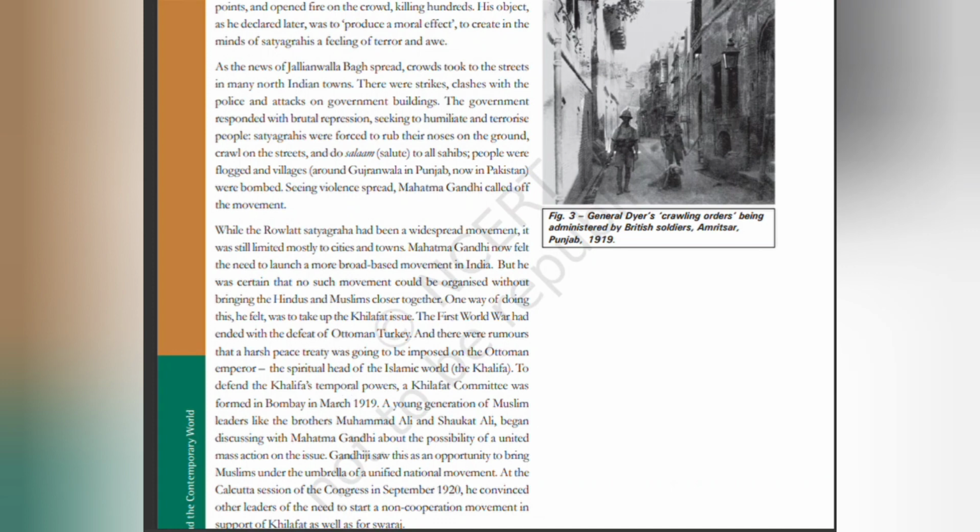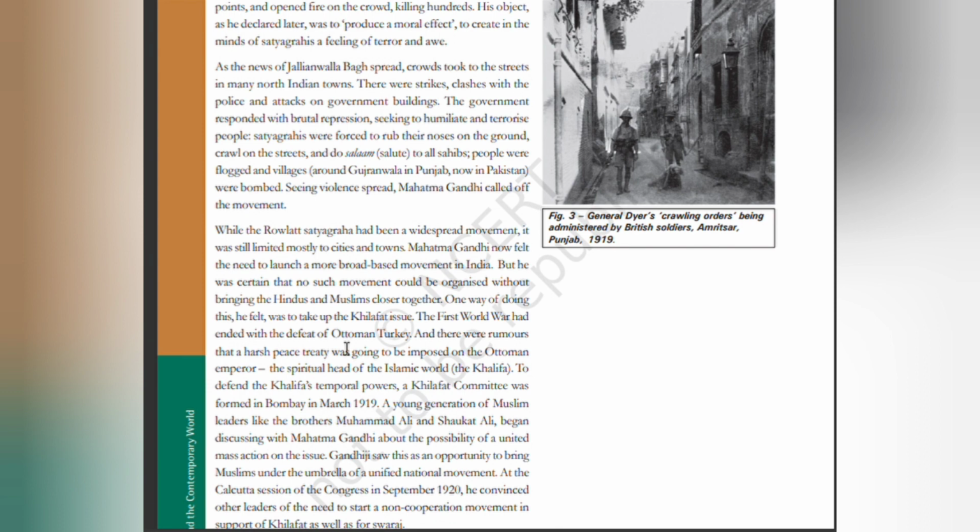While the Rowlatt Satyagraha had been a widespread movement, it was still limited mostly to towns and cities. Mahatma Gandhi now felt the need to launch a more broad-based movement in India. But he was certain that no such movement could be organized without bringing the Hindus and Muslims closer together. One way of doing this, he felt, was to take up the Khilafat issue.